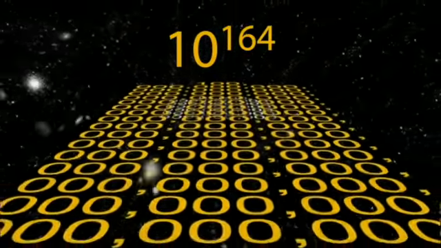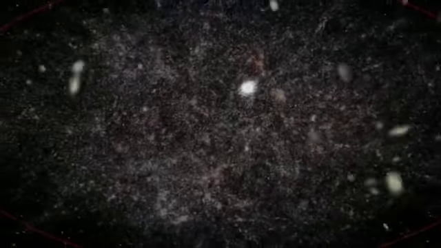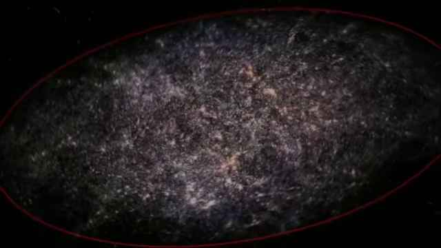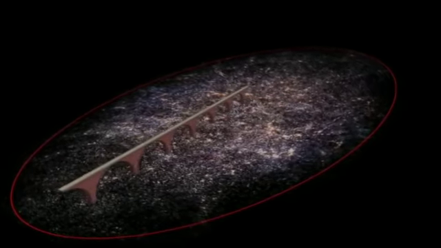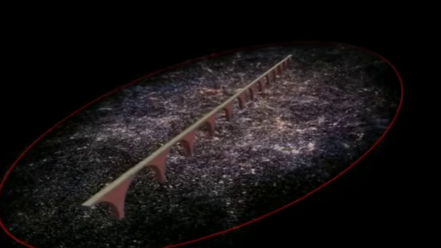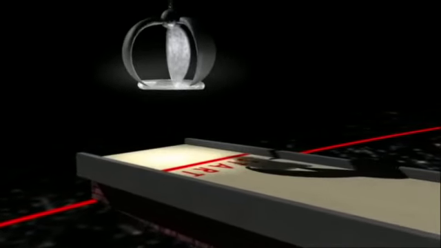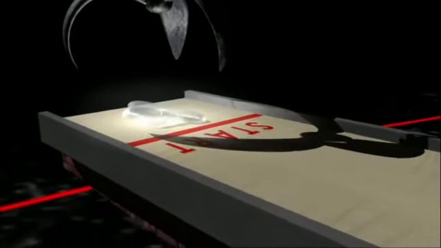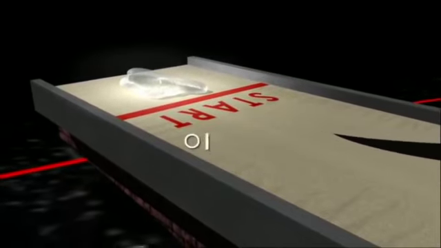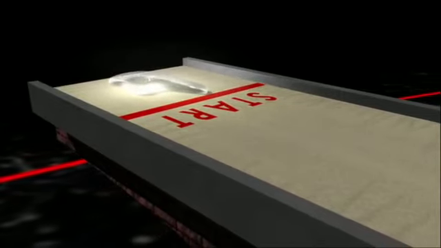So if undirected chemistry can't produce our coveted molecule during the entire history of the Earth, then how much time would have been needed? To find out, let's take a road trip. We'll start by erecting a bridge that spans the diameter of the observable universe, a distance of more than 90 billion light years. Then we'll place an amoeba on one end of the bridge. This single-celled organism will travel at the breakneck speed of 1 foot per year. It's off.